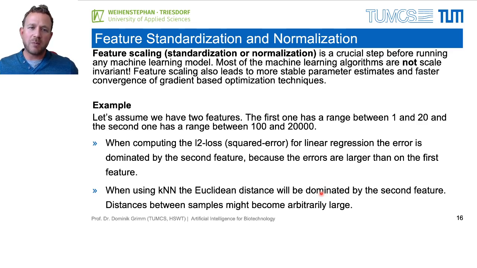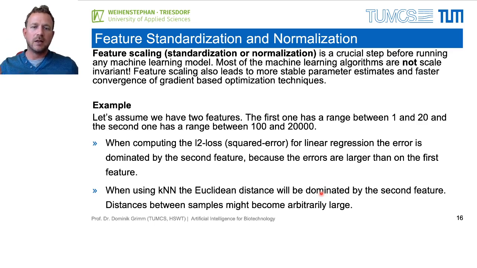Well, let's go one step back. Feature scaling is important because it leads to more stable parameters and it might converge faster. So when we have an optimization algorithm like gradient descent, or when we optimize the L2 loss, it might converge faster. And so why is this important now?